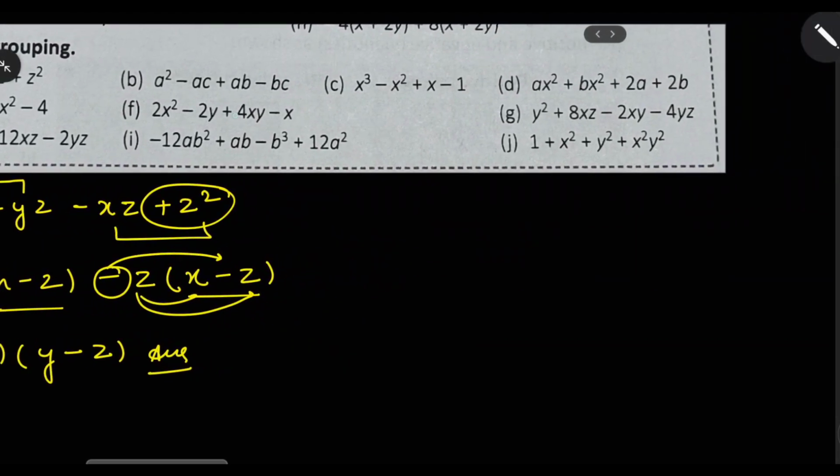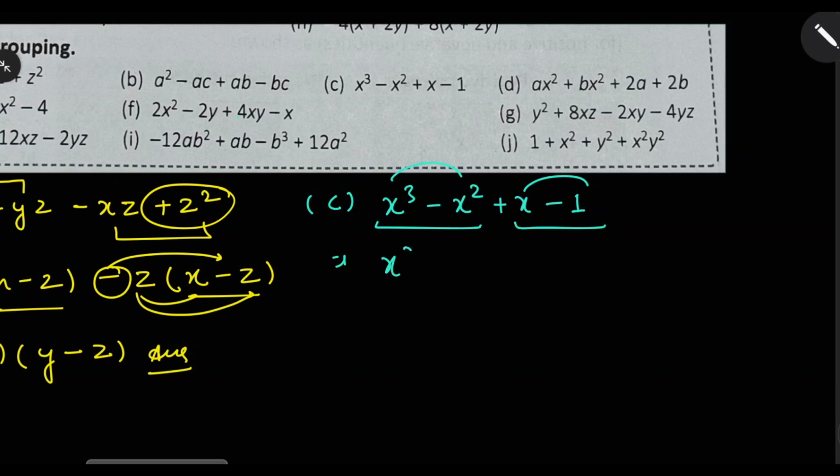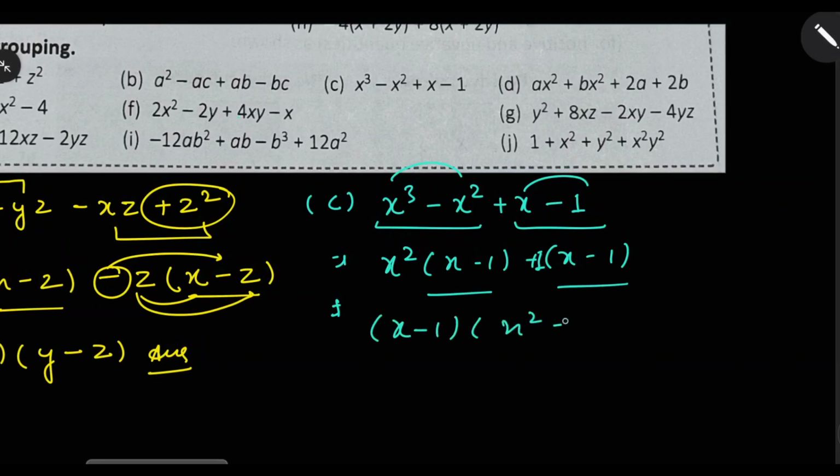Let us see question number C. Question number C is saying x cube minus x square plus x minus 1. As you can see here, we can take common in between them, and we will try to make grouping of these two terms. So taking x square as common, we'll have x minus 1 plus x minus 1 is already there. If nothing is there, we will put 1 here. If there is no number in common, 1 is always a common of each and every number. So as you can see here, x minus 1 taken out, so we have x square plus 1. So this is our answer.